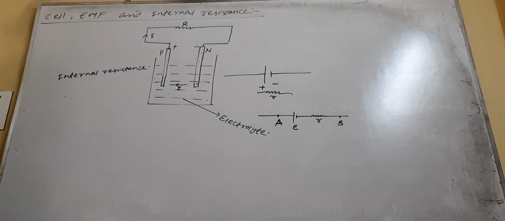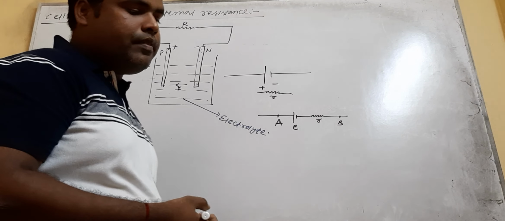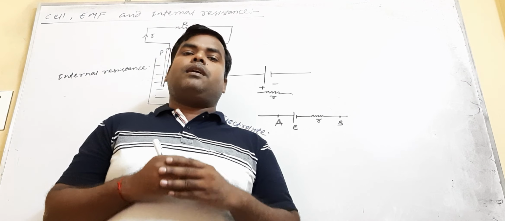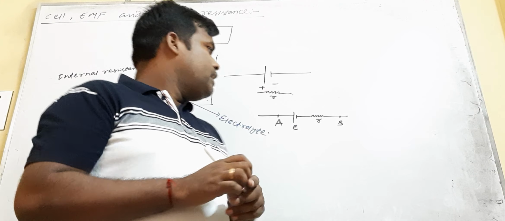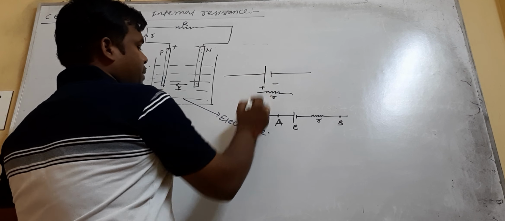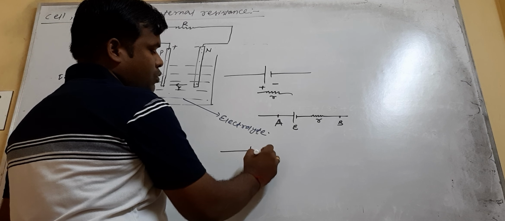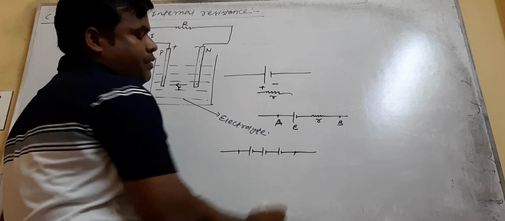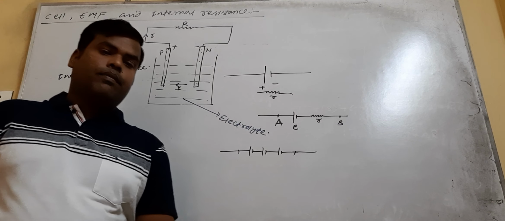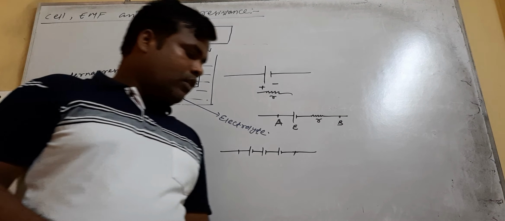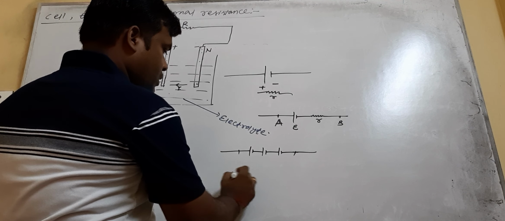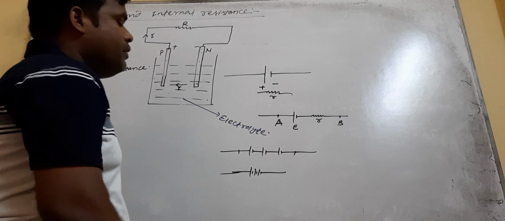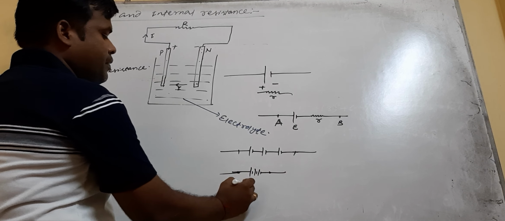Now what is the difference between a cell and a battery? You remember, a battery is a combination of a number of cells. What is the symbol of the battery? The battery symbol is this one. It is the combination of a number of cells, or you can directly represent a battery like this. It is the symbol of the battery.